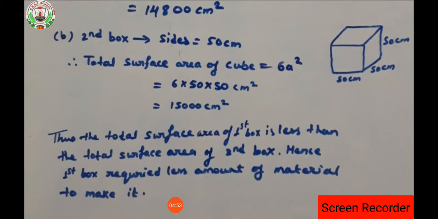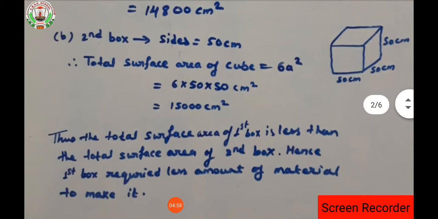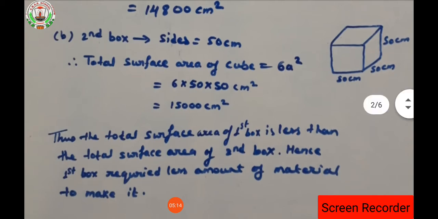So dear student, whose area is greater? The total surface area of box A, that is the cuboid, or the total surface area of box B, that is the cube? The surface area of the cuboid is 14,800 centimeter square, and the total surface area of the cube is 15,000. Whose area is greater? Of course, the total surface area of the first box is less than the second box. Hence, the first box requires less material to make it.